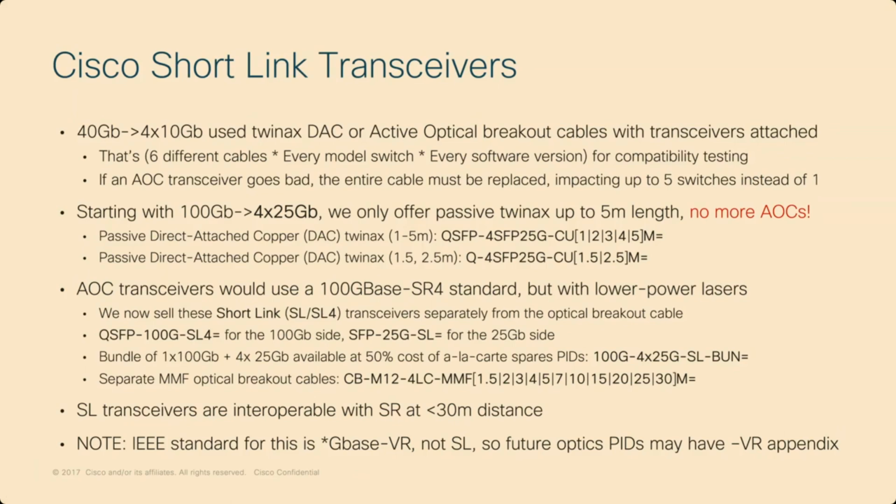So starting with any kind of split out from 100 gig to 4 by 25 gig, we are not actually going to do any more active optical cables. So we are actually going to use an optical splitter cable, and we offer these bundles now that actually have one of the high-speed transceivers and then 4 of the lower-speed transceivers all bundled together with a discount. So if you guys are looking to do breakout and you want to do optical connections, this would actually be a good thing to look into.